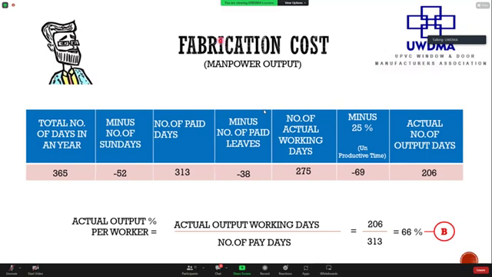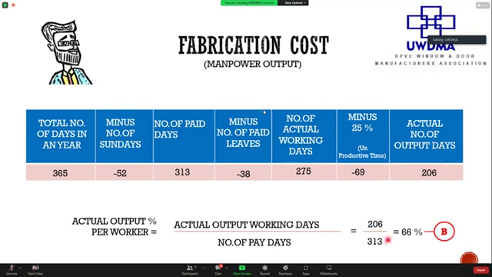So here we are calculating the actual output we are getting from our labor. There are 365 days in a year. If we subtract Sundays, the days come to 313. And if we minus the paid leaves, which we are assuming to be 38, it comes to 275. So the number of actual working days of your labor is 275, but as I told you, the output is never 100%. It comes to approximately 75%. So minus 25%, we are getting 206. So 206 is the actual number of output days.